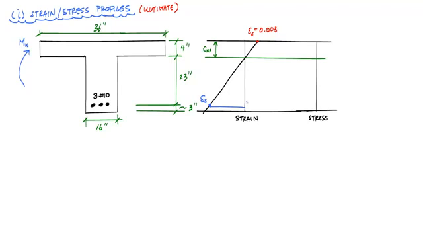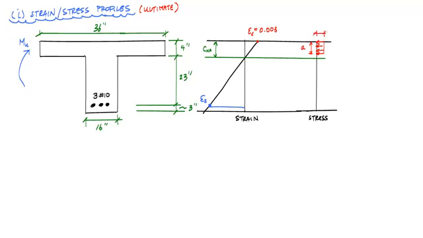And the stress profile looks like this. If we're using the equivalent stress block here, or the Whitney stress block, I'm going to have a stress block that goes down to a distance a, here, and here.